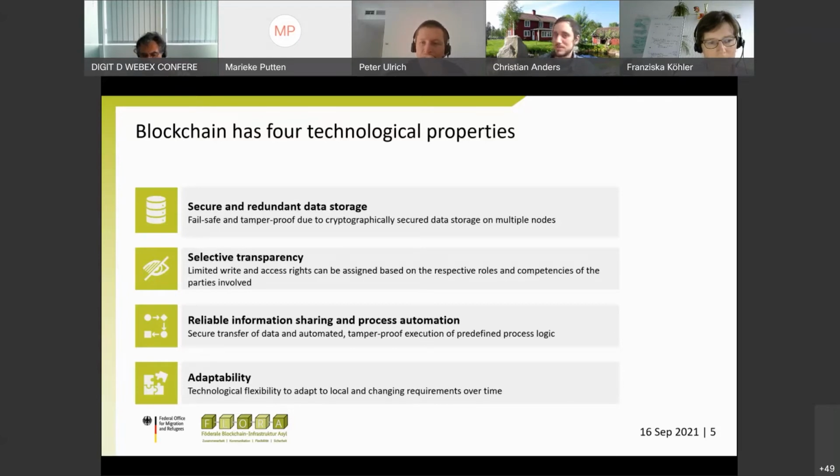You can have a certain transparency for your network, and so we also have reliable information sharing and process automation. Let's say you have a secure transfer of data. This is like the example with the notebook, so it automatically gets distributed to all the participants, and it's tamper-proof, as I said before. And also there's a tamper-proof execution of a predefined business logic, or process logic. This is also really interesting technology.